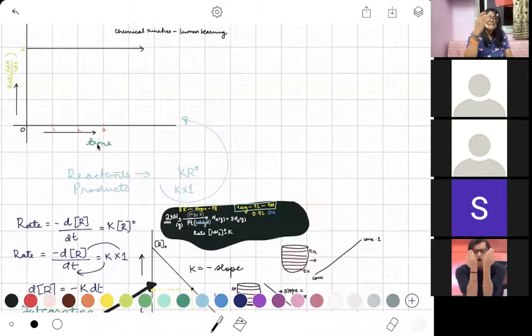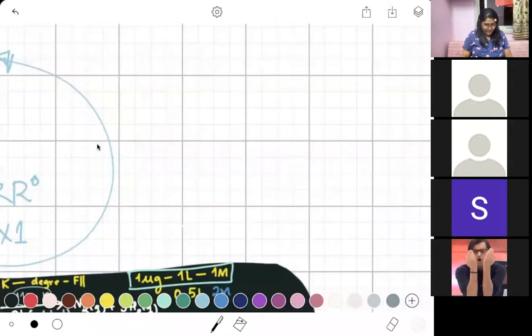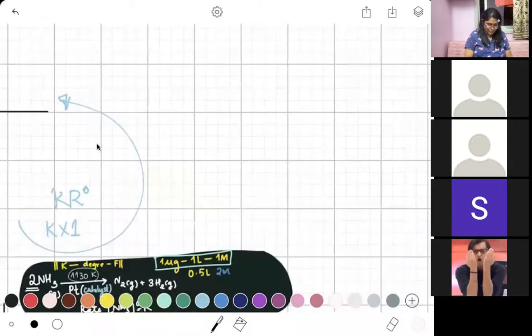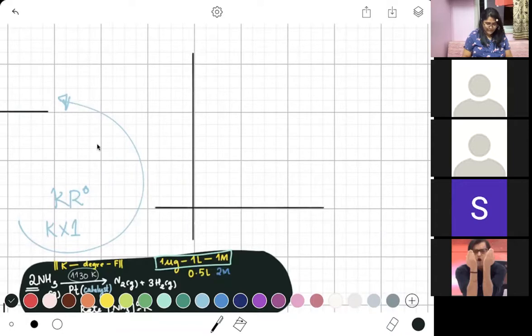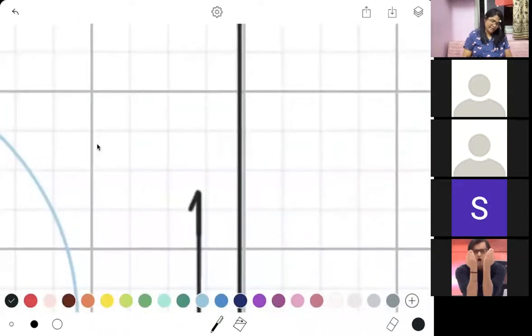This was when it was a zero order reaction. If I have a first order reaction, then my graph is going to look a little different. I will show you how my graph is going to look. So here I have this axis and this axis, and I want to plot one line here and one line here. This is going to be for my time. This is going to be for my rate. So we're going to put it this way.